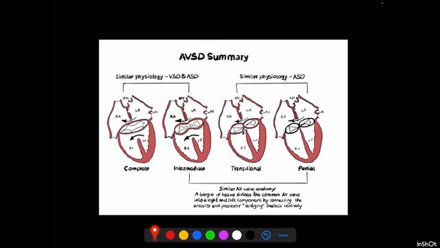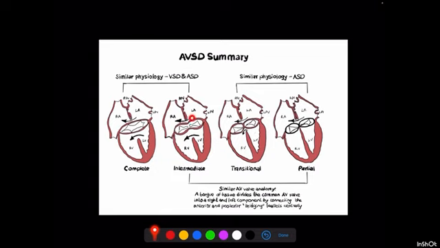So let's look at the comparison of anatomy and physiology between these various types that we saw now. Complete AVSD will have one single ring, and then you will have an ASD and you will have a wide VSD. In diastole, if you see, you will have one large gap here. Next comes the intermediate type.